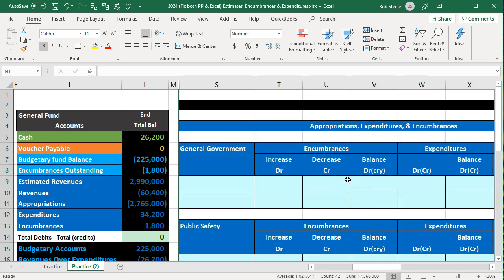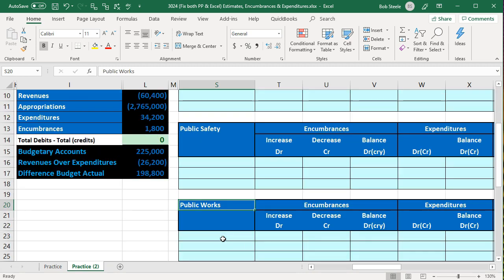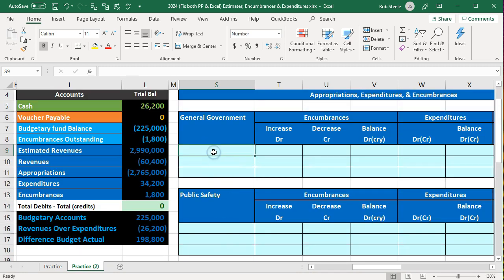Now we'll do the same thing. Now this is a bit more confusing because of course now we have a subsidiary ledger that is handling multiple different accounts: encumbrances, expenditures, and appropriations. So we're going to break this information out to the general, the public safety, the public works, and so on and so forth. We're going to start off with the activity.